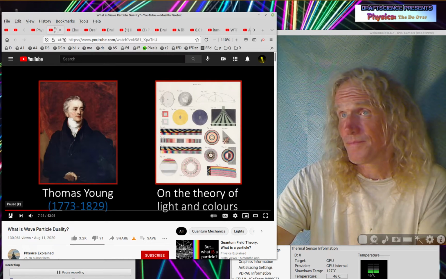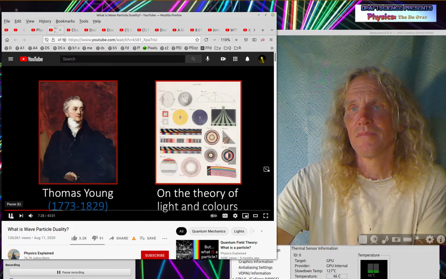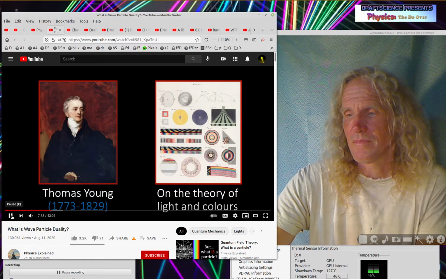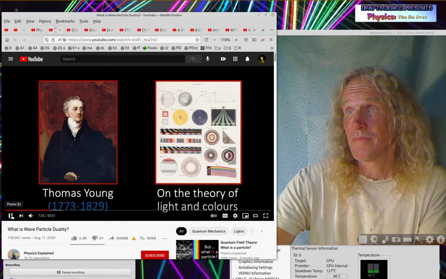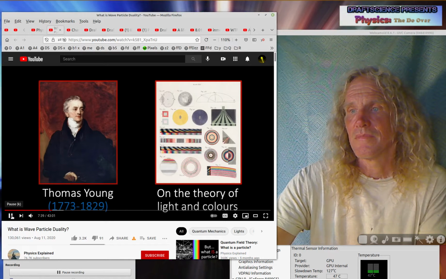The first experiment was quite simple, and Young wrote, I made a small hole in a window shutter and covered it with a piece of thick paper, which I perforated with a fine needle. I brought into the sunbeam a slip of card about 1/30th of an inch in breadth and observed its shadow.